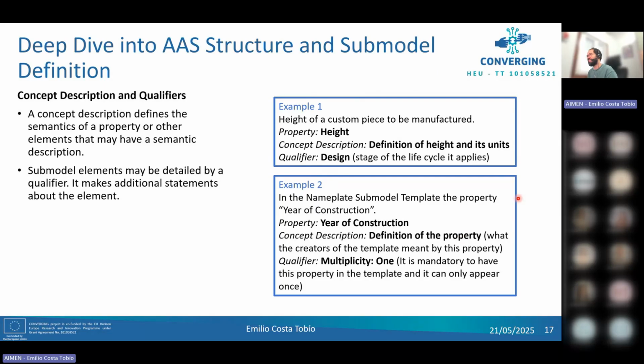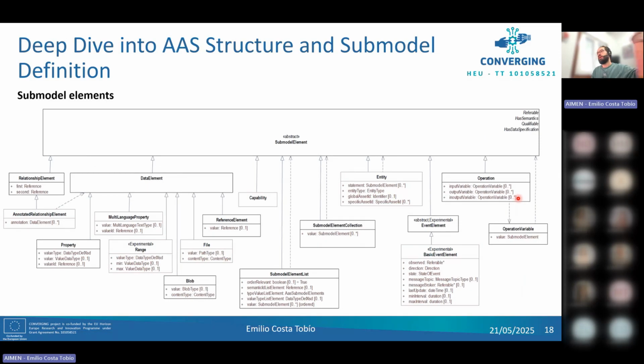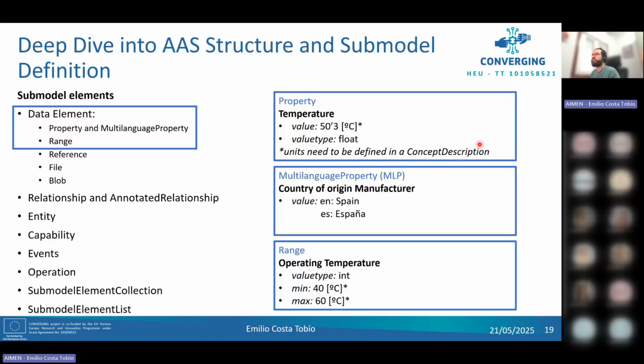I hope these few examples make it clear the uses that we can have for this type of concepts. But now that we have talked a little bit about this concept, let's go ahead and talk about all the submodel elements that appear in the asset administration shell, what they are, and how to use them. Of course, there are a lot of them, but we are going to go one by one and check each one. So let's start with the data elements.